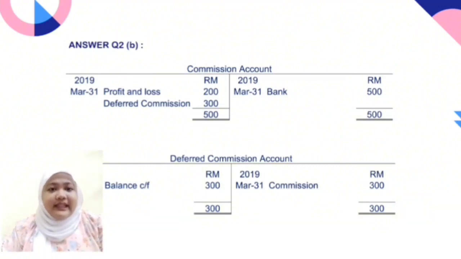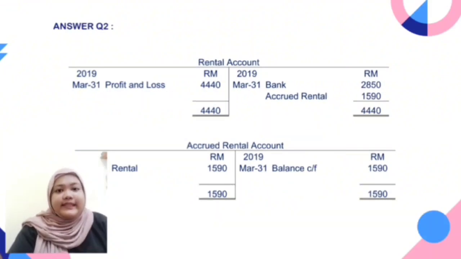The second one is the deferred commission account. For this account, we have to credit commission 300. Why? Because the deferred account is under current liability. When our liability increases, we will put it on the credit side and we balance it off. The balance of 300, we will transfer to the financial position statement.